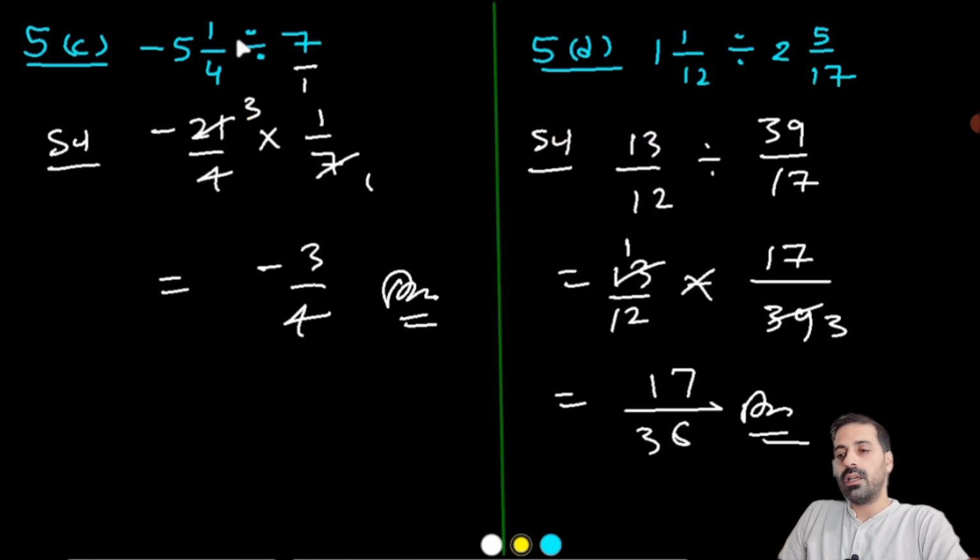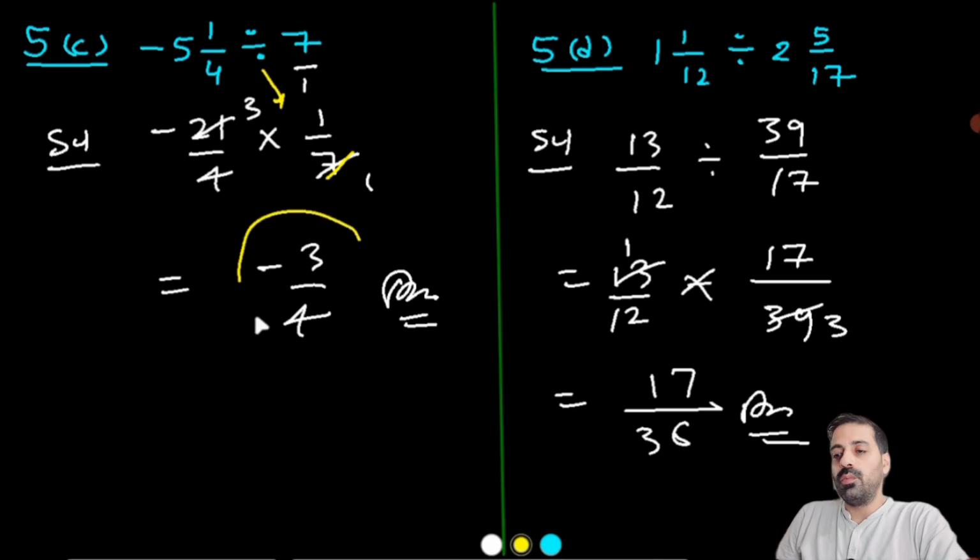Now the C part, now open the mixed fraction, we have 21 upon 4. This divide sign converts into multiply, and the reciprocal of 1 upon 7 is 7 upon 1. 7 1 is 7 and 7 3 is 21, so we have negative 3 upon 4.